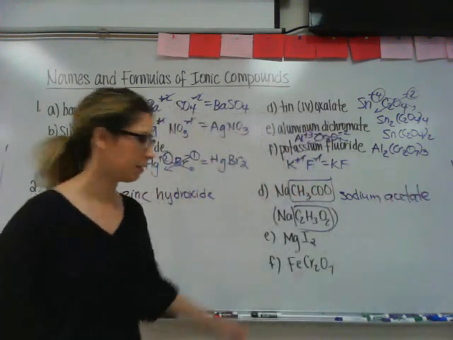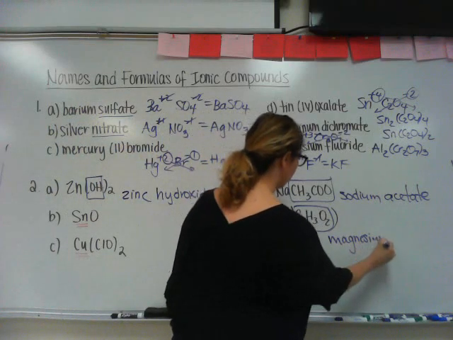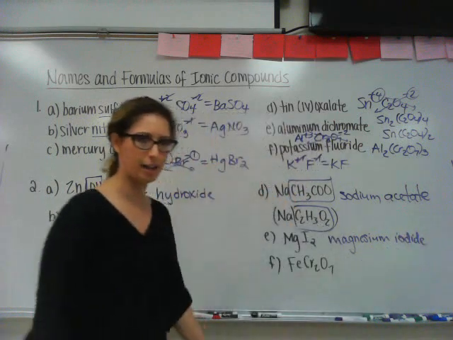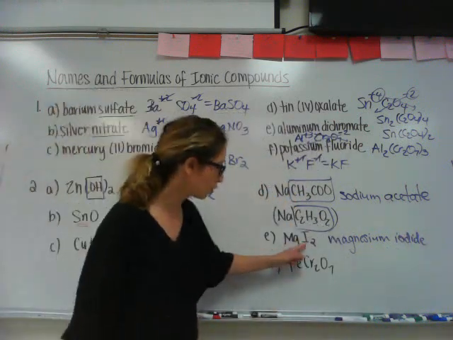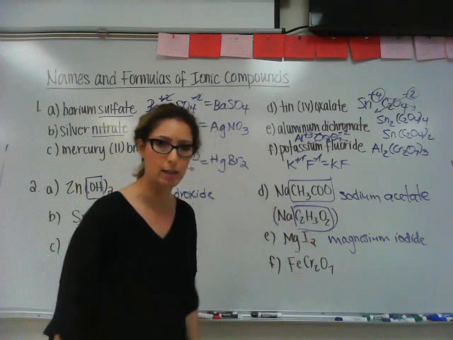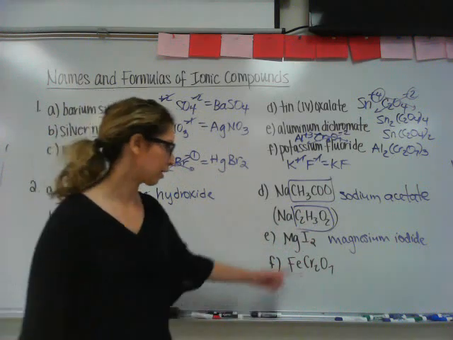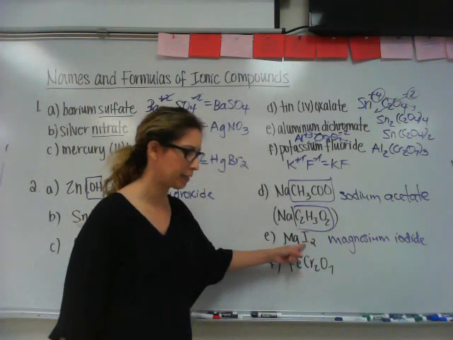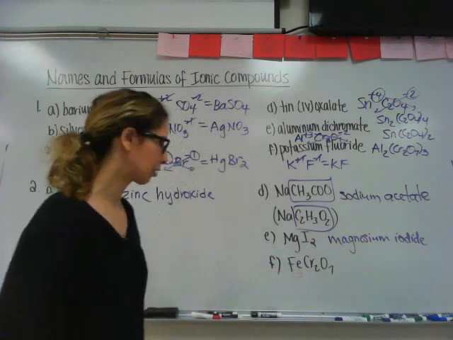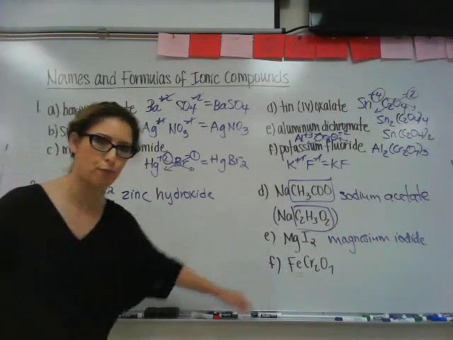For letter E, Mg is magnesium. I is iodine, but we change the ending to ide. Remember, when there's no oxygen with the nonmetal on the right-hand side, that means it's not a polyatomic ion, it ends in ide. If oxygen had been attached to iodine, then we would end it in ate or ite. Here, we have to calculate the charge on the iron. So let's go back to B, C, and F.